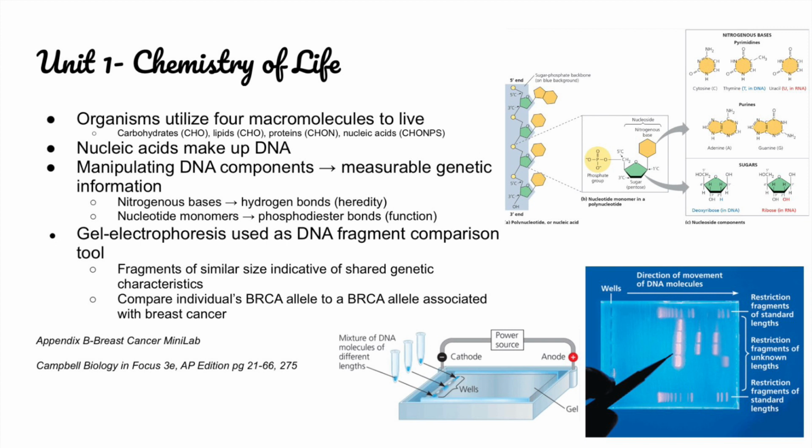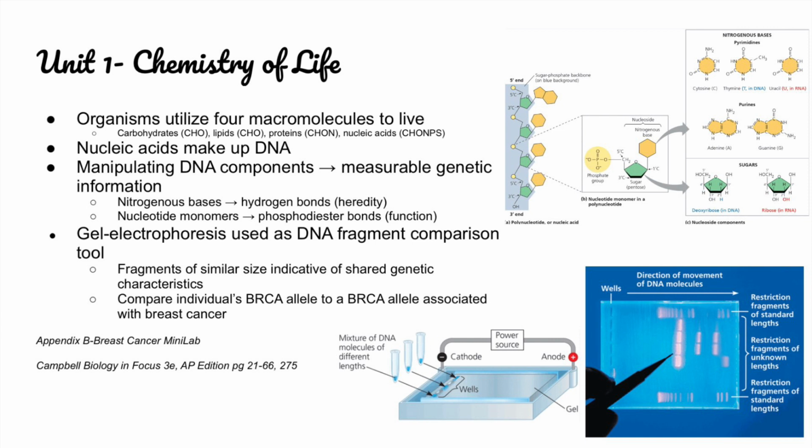Unit 1, the chemistry of life. So an essential thing to notice here is that organisms utilize 4 macromolecules in order to live. These are carbohydrates, lipids, proteins, and nucleic acids. Key thing to notice here is that they all include carbon, hydrogen, and oxygen. Nucleic acids are the monomers that make up DNA.